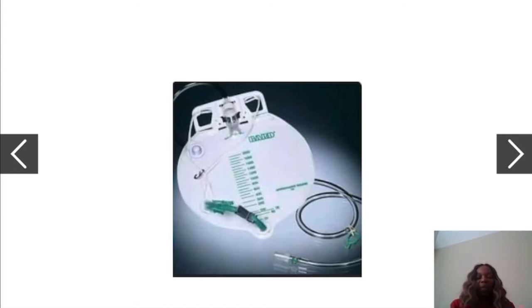This is an example of a Foley catheter bag. As a CNA, you may be required to empty the urine from this Foley catheter and measure it in a graduated cylinder, which we've seen a couple of slides before. And you would do this in order to keep accurate output.